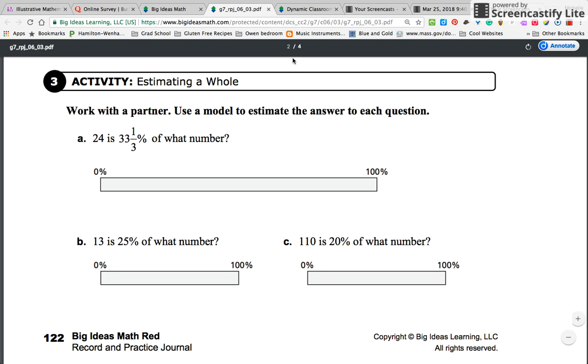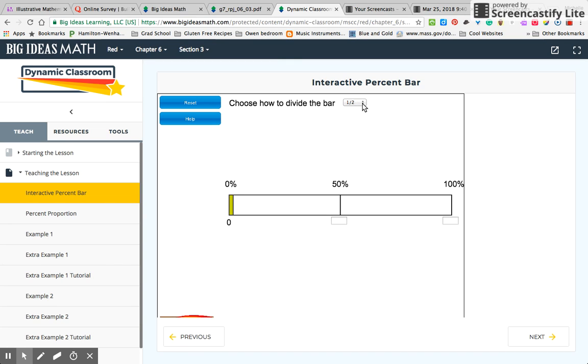Now 33 1/3% we know is equal to 1/3 of the amount. So we will divide our bar here up into thirds. And we'll know that this first 1/3 is worth 24. And so the next one is also worth 24, so altogether we'll have 48. And this next one is also worth 24, so in total we'll have 72. So 24 is 33 1/3% of 72.